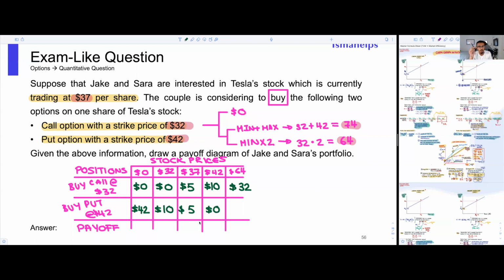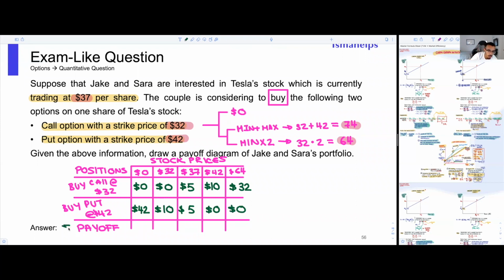But now let's say that the stock price for Tesla is trading at $64 and you have a put option at $42. Are you making any profit from the sale? Are you selling it at a higher price? Hell no, you're not. So you're not making any payoff. In that case, your payoff, if the stock price was $64 for buying a put at $42, would be $0.